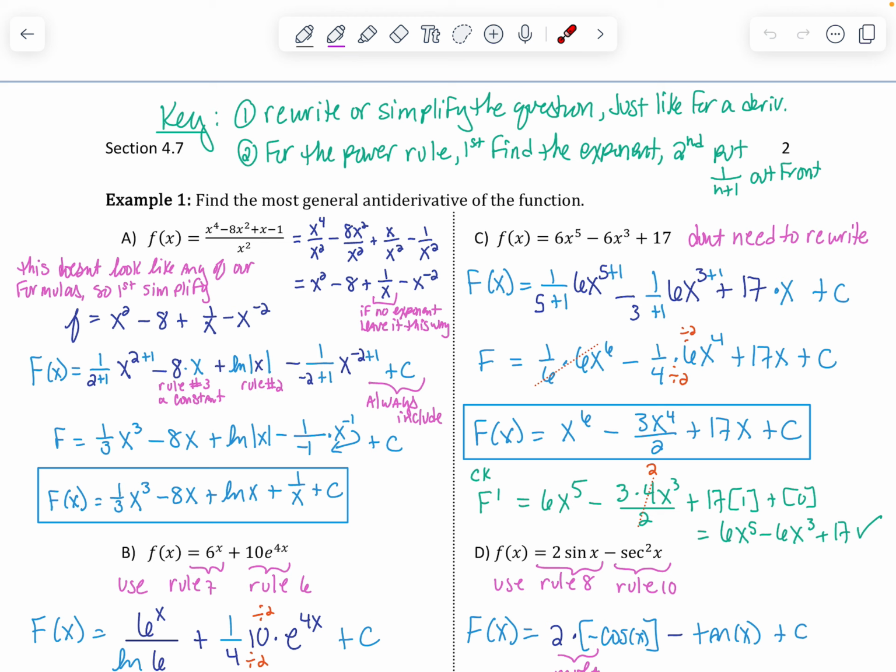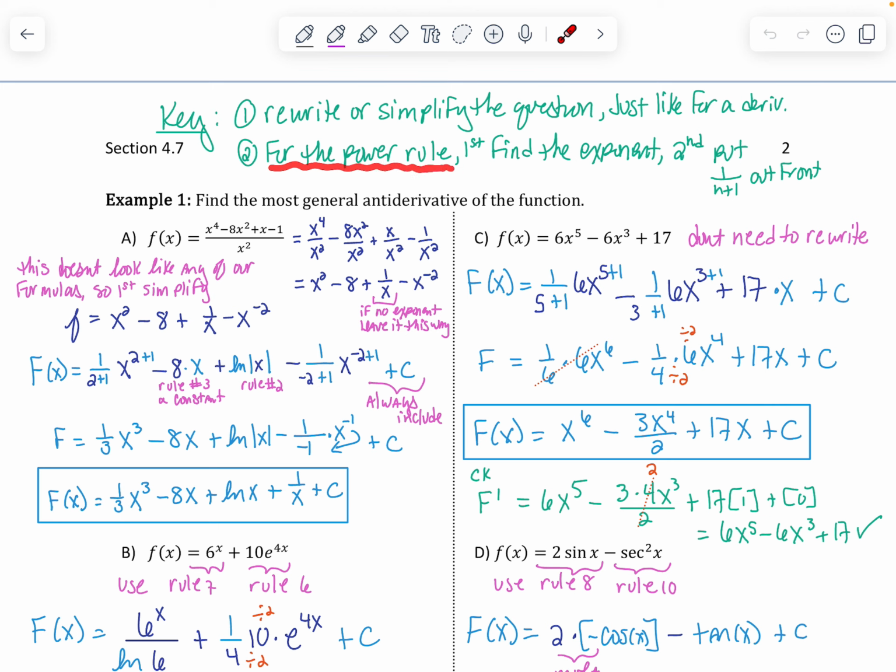Section 4.7 on antiderivatives, page 2. Now, one of the keys to taking antiderivatives is you always want to begin by rewriting or simplifying the question, just like we do whenever we take a derivative. We want to make sure that it fits our formulas.